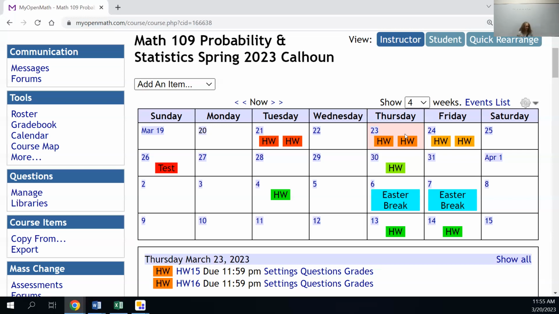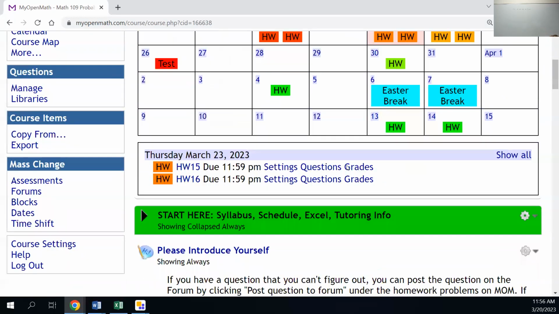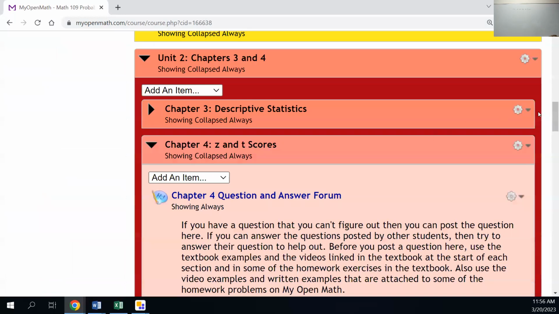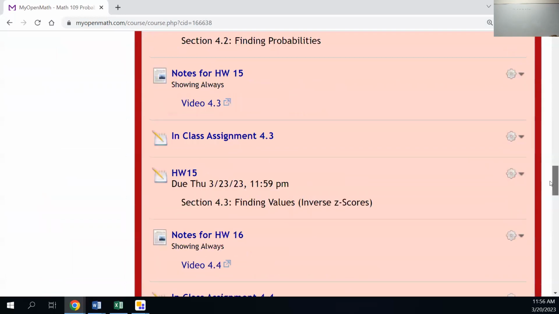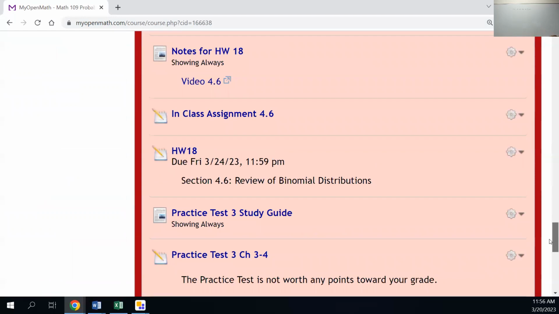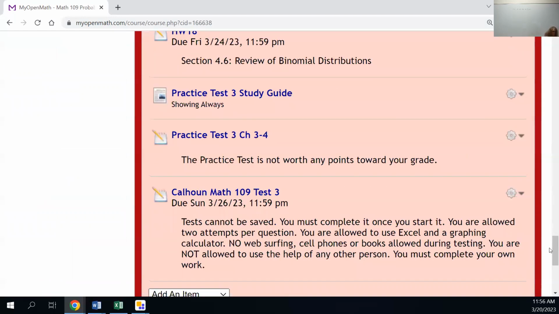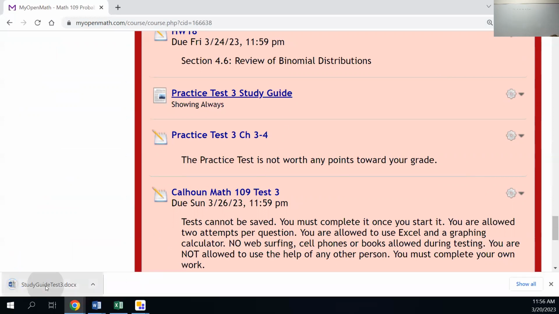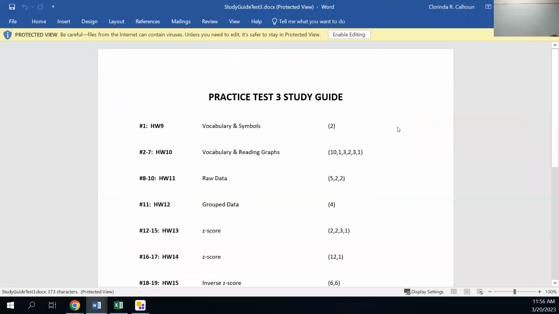We do have a practice test that you can use, but I think even better than that, I have a study guide. So let me talk about the study guide today so that if you're trying to get ready to take this test, you'll see this study guide. It's the study guide for your practice test, which is the same thing as for your test.